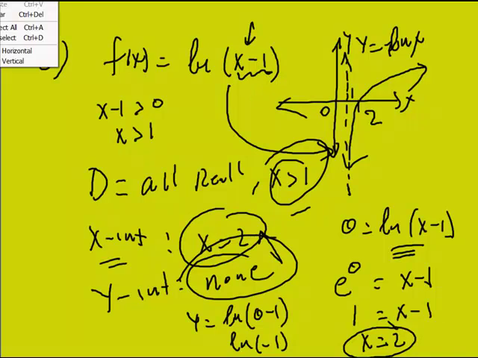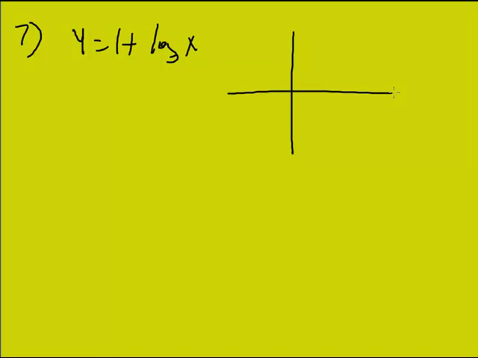Alright, 7. Y is equal to 1 plus log of x. Alright, we're big boys and girls. Log of x looks like that. Well, what does this 1 attached at the end do? It just moves the whole thing up, but it doesn't move it left and right.